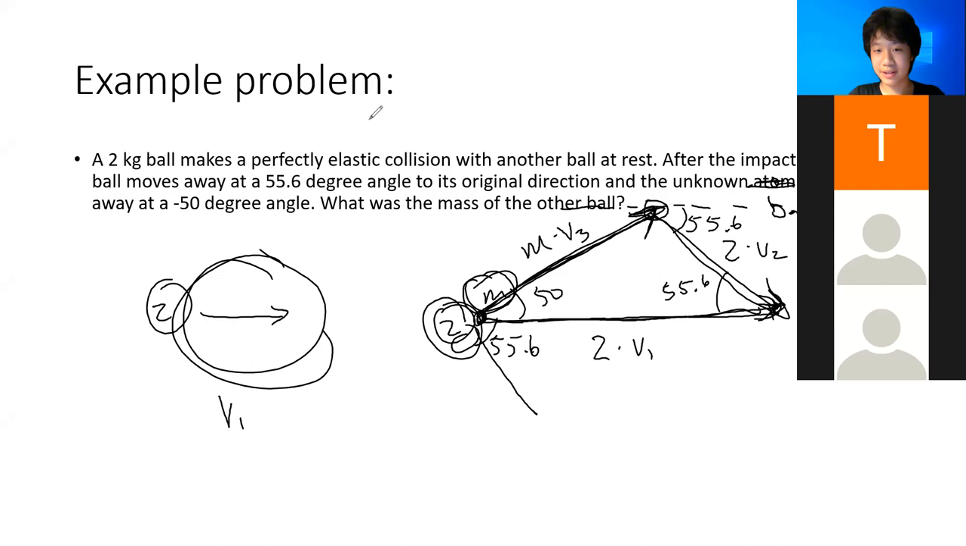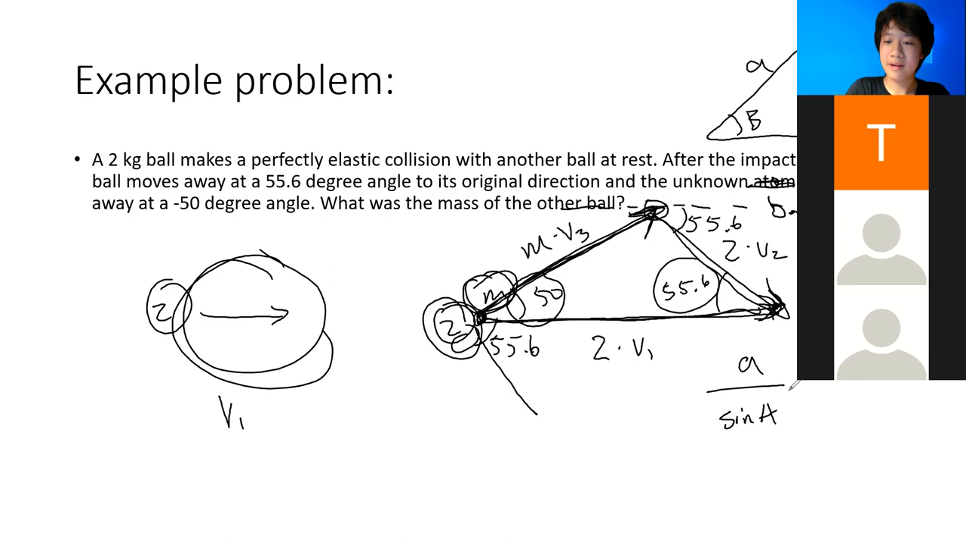So we have a triangle here with two angles. What do we do now? We can use the law of sines. If you don't know what the law of sines is, in any kind of triangle, let's say the sides are side A, side B, side C, and they're opposite angles, angle A, angle B, angle C. Then the law of sines states that A over the sine of A equals B over the sine of B equals C over the sine of C. That's the law of sines, and we can use it in this triangle right here.